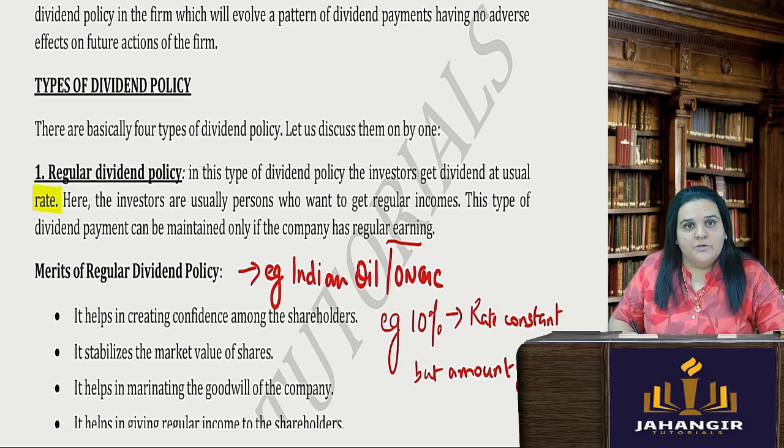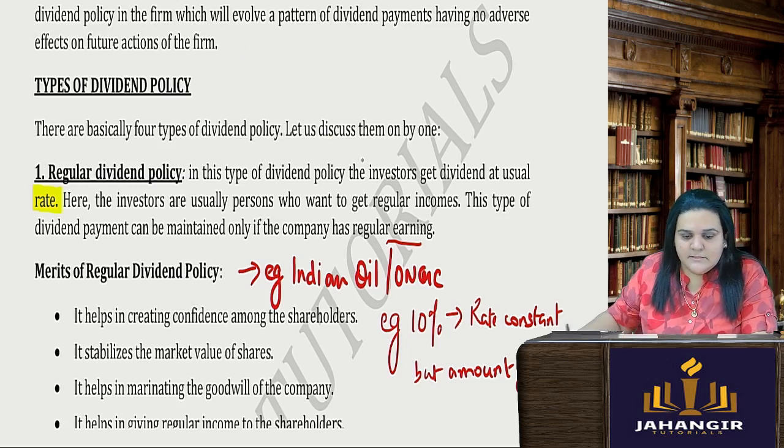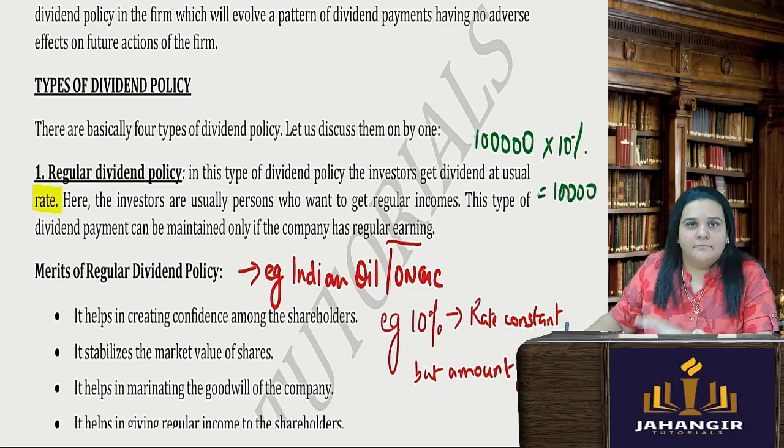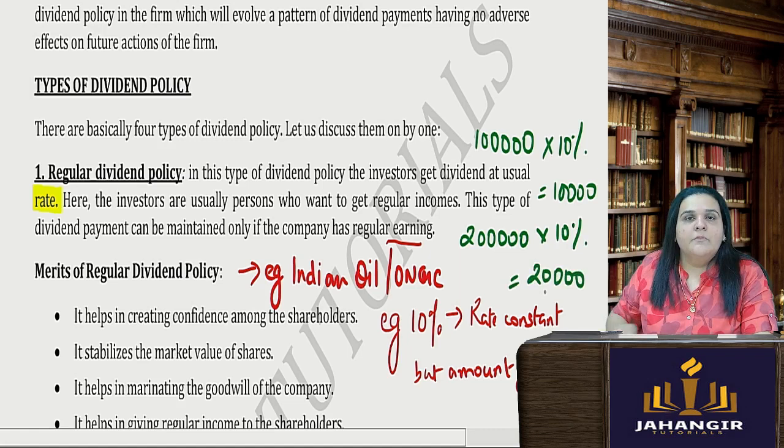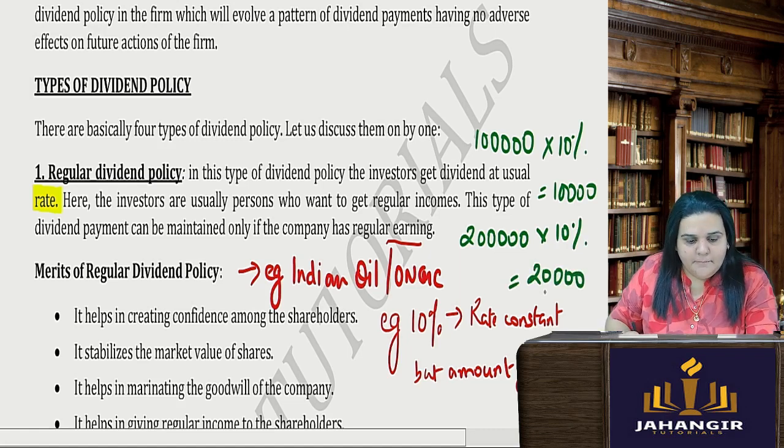The company is also having regular earnings. Based on that, say today their earnings is 1 lakh. On that the rate is constant, 10%. So you will get 10,000 as your dividend. Or tomorrow they have earned 2 lakhs. Your rate is staying constant only, but your amount will fluctuate. So, regular dividend policy.